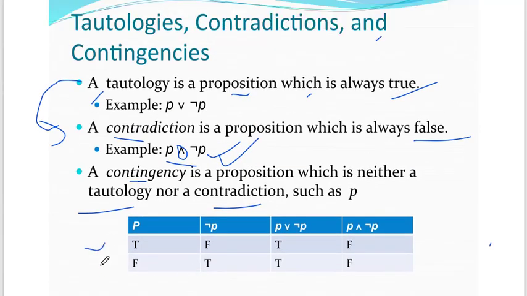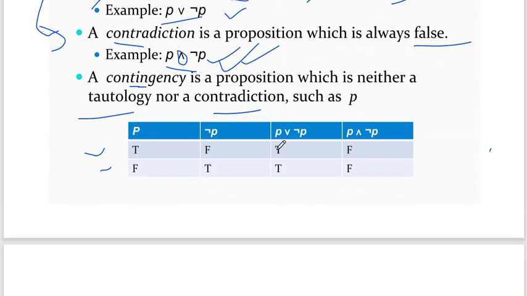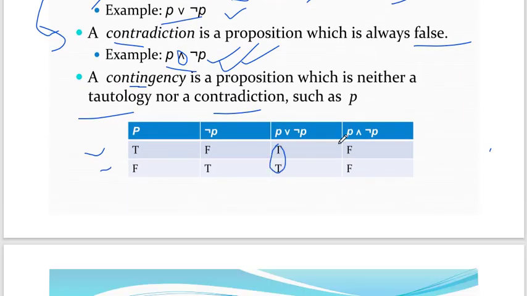Here you can see the truth table for P or negation P, and P and negation P. Sorry, here OR and AND. So this will always be true, this will always be false. So this is the tautology, this is the contradiction.